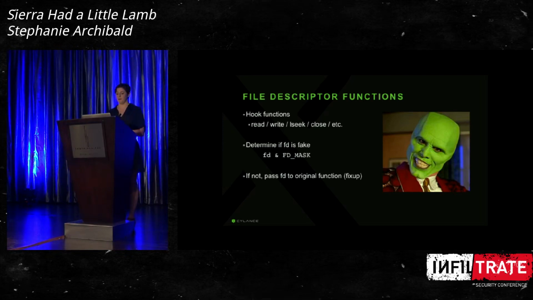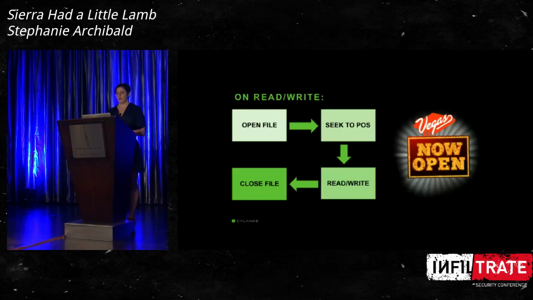If the file descriptor is not fake, then you just go ahead and pass it off to the original function. And that's why we needed the fix-up that we had earlier in the slides. So at that point, on a read or write, basically you'd open the file, then seek to the position that we have stored, perform our operation, and then close the file.